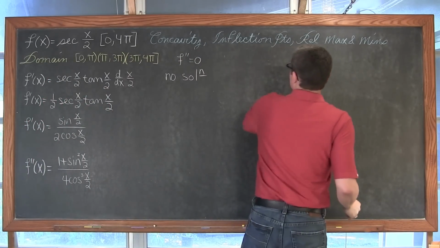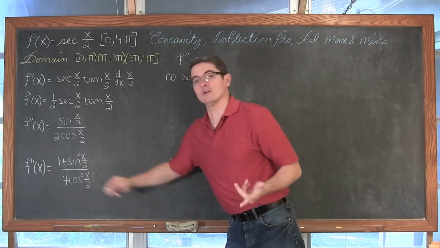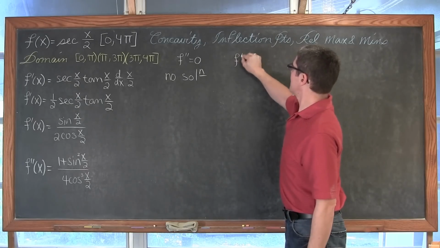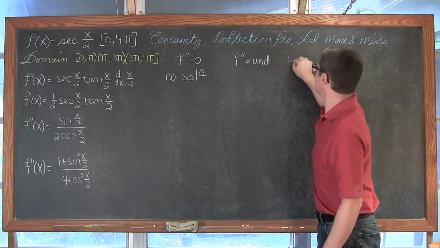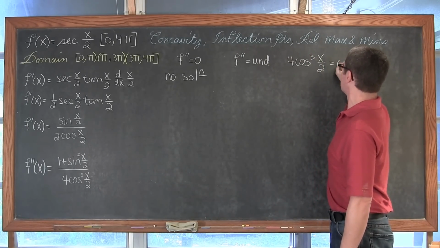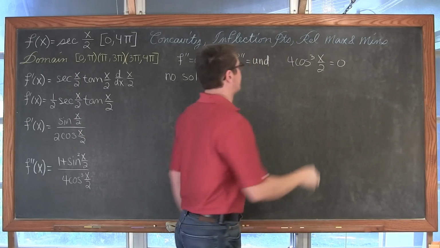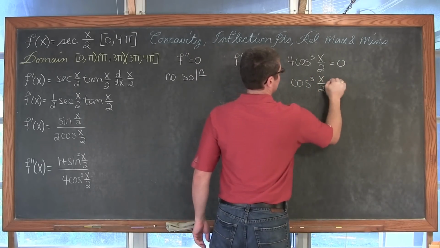So let's turn our attention to where the second derivative is undefined, the denominator. So f double prime is undefined. Well, we're going to set 4 cosine cubed of x over 2 equal to 0. Divide both sides by 4 and get cosine cubed x over 2 is equal to 0.